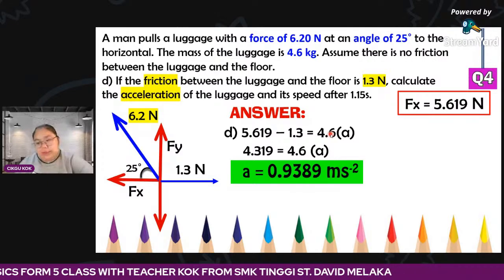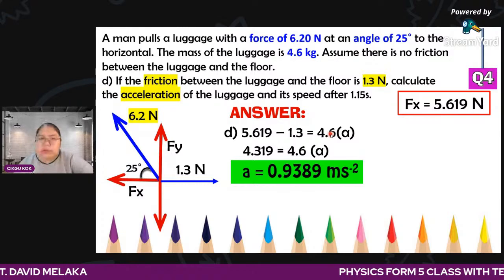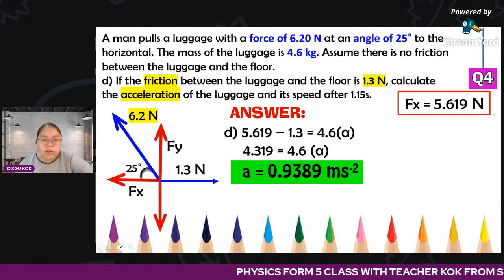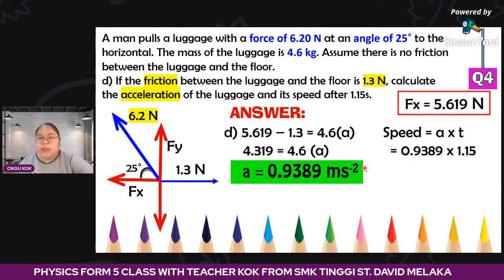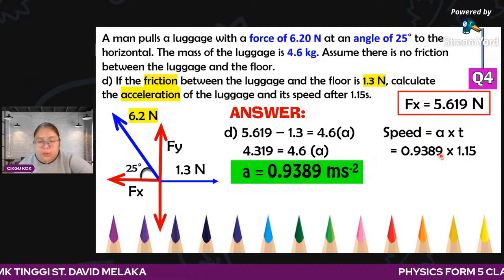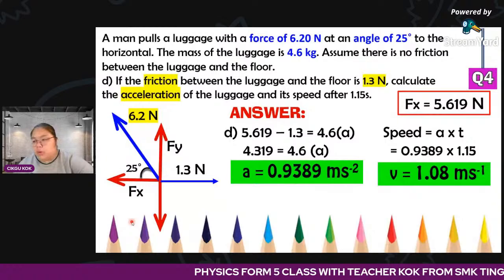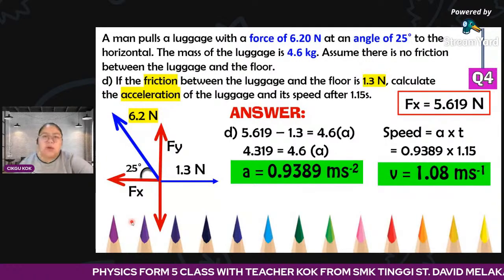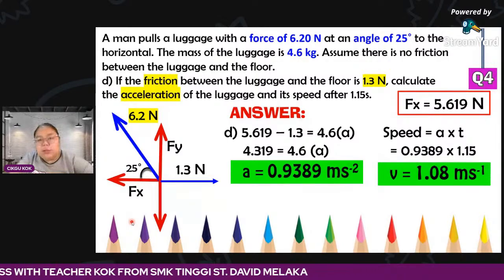Okay, next one, for speed we never use m/s^-2. We're still using m/s^-1. That one is a speed. The unit is wrong. Okay, we're going to check whether the answer is correct or not. Speed equals A multiplied by T. So A, if I'm using 0.9389, then I multiply by 1.15. Okay, the answer is, oh no. Nixon, your answer does not match. Okay, I want the second answer. Okay, second student, give me the answer.